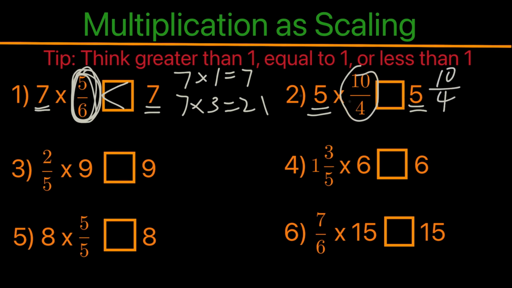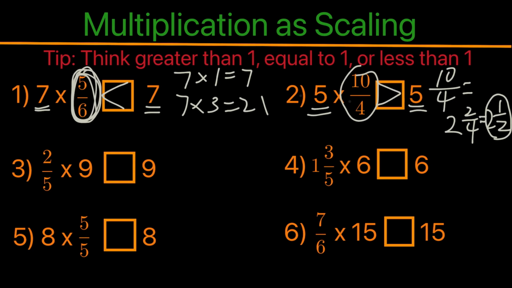So we'll take 10 over 4, and if we were to convert this to a mixed number, 10 over 4 would be equal to 2 whole and 2/4. That can be simplified as 2 and 1/2. So 2 and 1/2 is greater than 1. So the answer will be greater than 5, because 5 times any number greater than 1 will be greater than 5.